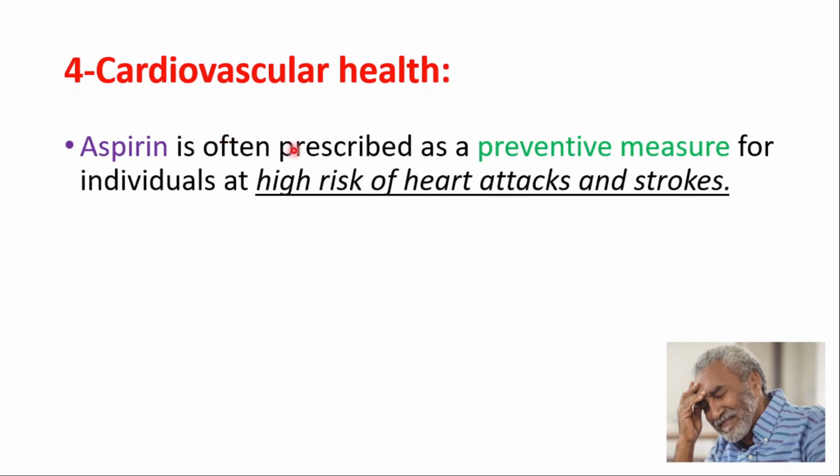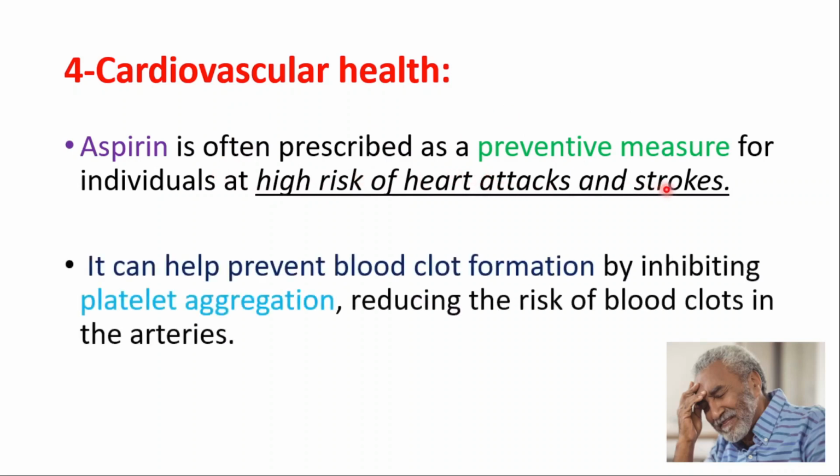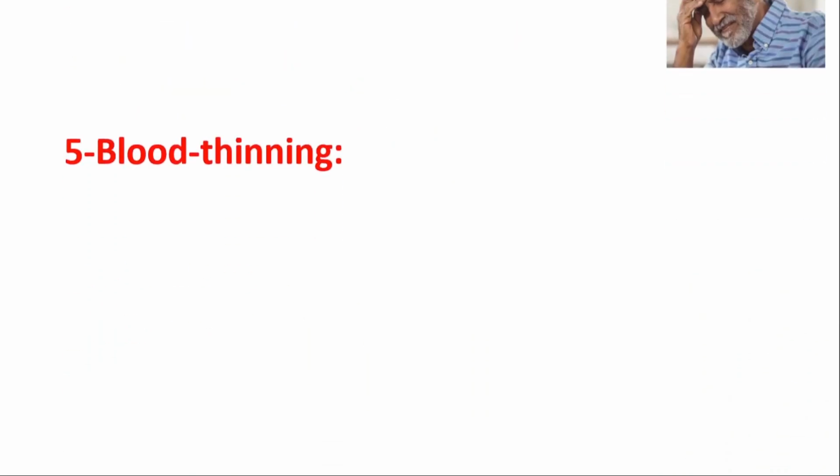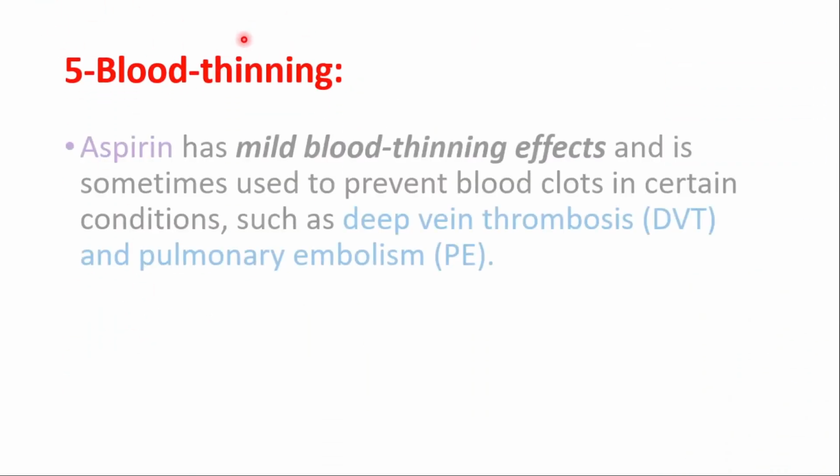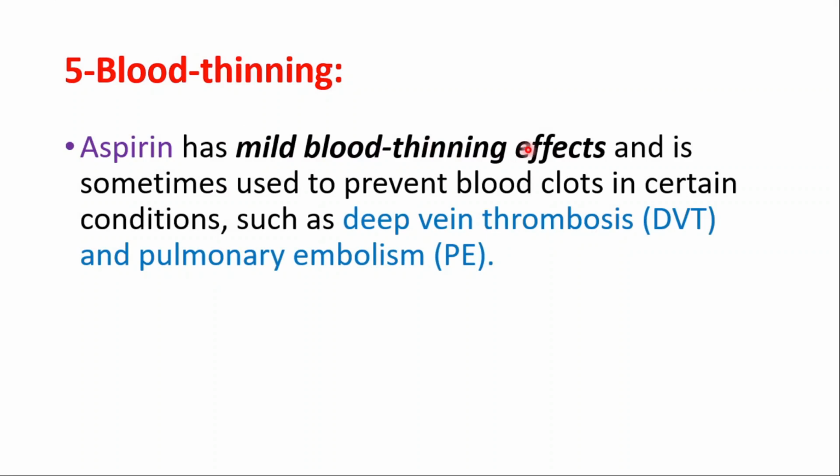It's often prescribed as a preventive measure for individuals at high risk of heart attacks and strokes. It can help prevent blood clot formation by inhibiting platelet aggregation and reducing the risk of blood clots in arteries. Number five, we have blood thinning. Aspirin has mild blood thinning effects and is sometimes used to prevent blood clots in certain conditions such as DVT, deep vein thrombosis, and pulmonary embolism.